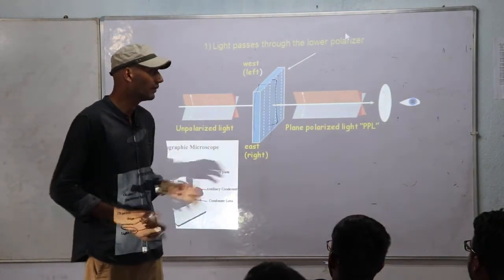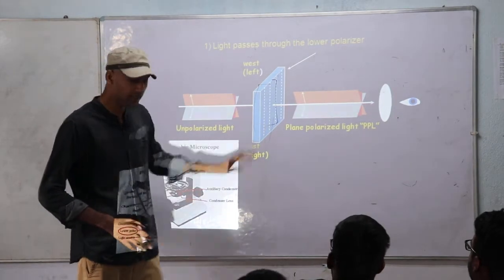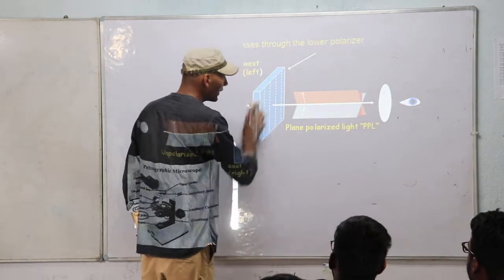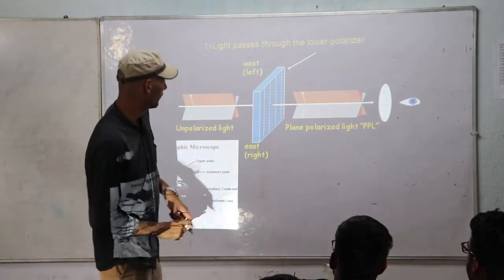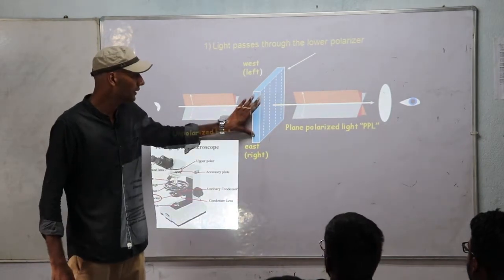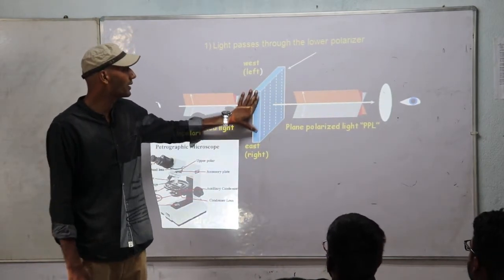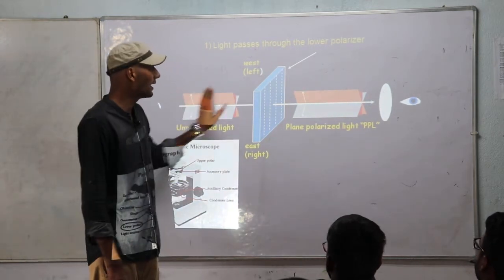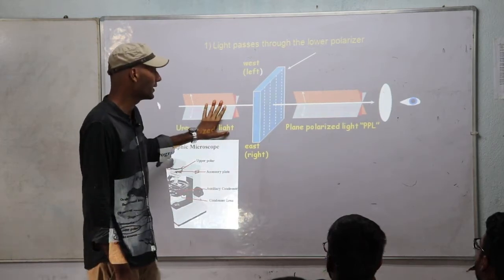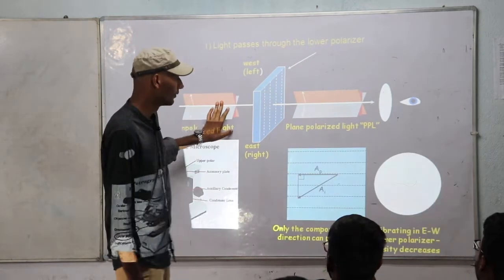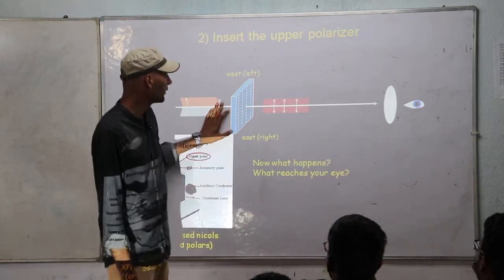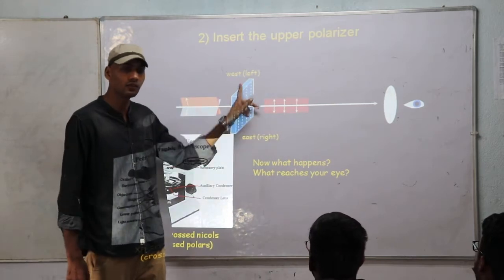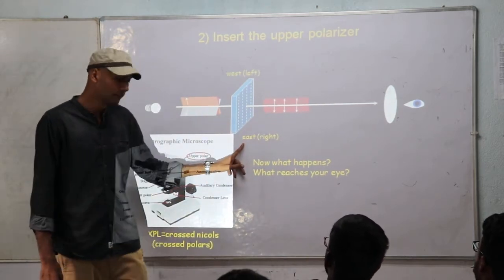If there is a polarizer, you can see this is a polarizer. You can see the fixed vibration direction or fixed orientation of vibration of the polarizer, that is from west to east. Okay, the polarizer has its fixed orientation of vibration, that is from left to right or west to east. Okay, when the unpolarized light ray enters the polarizer, what happens? You can see it is vibrating in only that direction which is parallel to the direction of vibration of the polarizer.